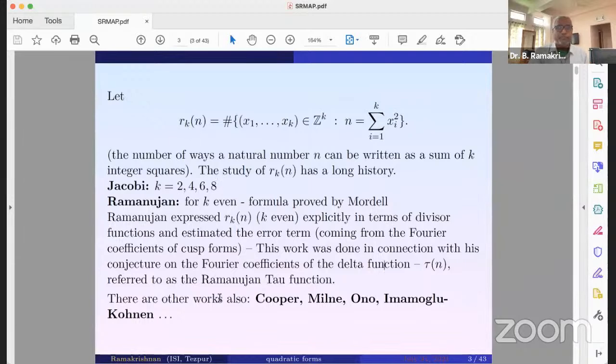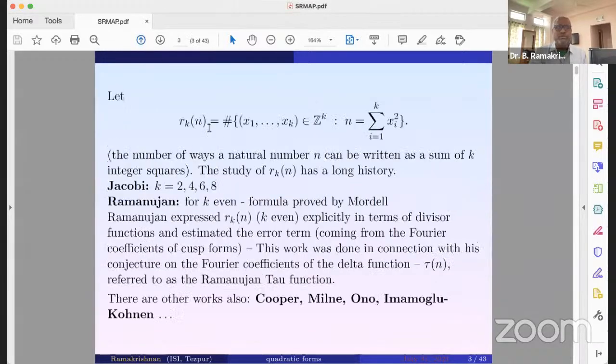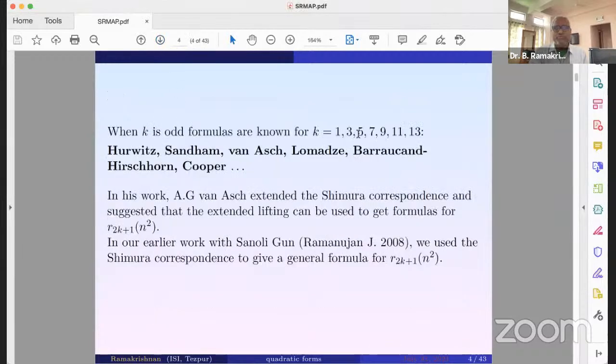So that is r_k(n) when k is even. When k is odd, formulas are not known in general. For values k equal to 1, 3, 5, 7, 9, 11, 13, one knows these kinds of results from the works of Hurwitz, Sandham, Van Asch, Lomadze, Barakun, Hirschhorn, Cooper, and many others. Unlike the case where k is even, when k is odd, formulas for r_k(n) are not known in general. Only r_k(n squared) is known when k is odd. So that's what we'll see. Still, r_k(n) is known only for small odd values of k, but not in general.